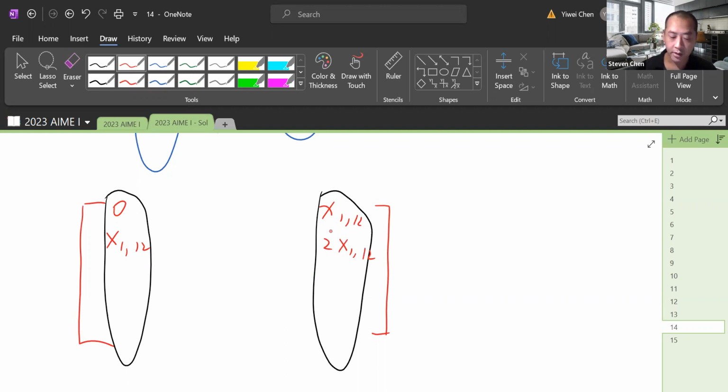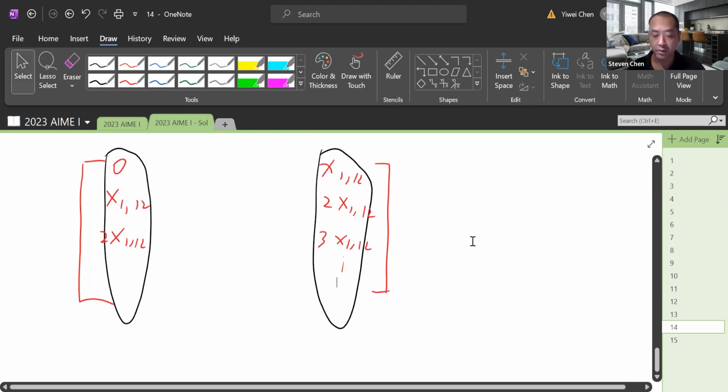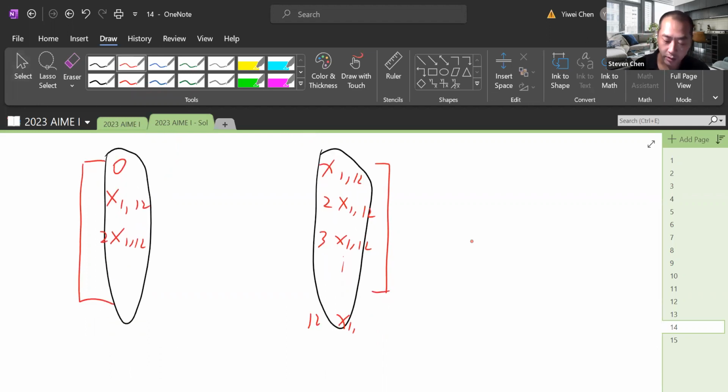And let's continue. So it implies that the third entry in the first column is x2 times x1,12. And by adding the same increment, that is x1,12, we get 3x1,12, etc. And you continue this process, the last entry is 12x1,12. And you can see that it's automatically guaranteed that it is a multiple of 12. So this is a very, very important structure of this matrix.